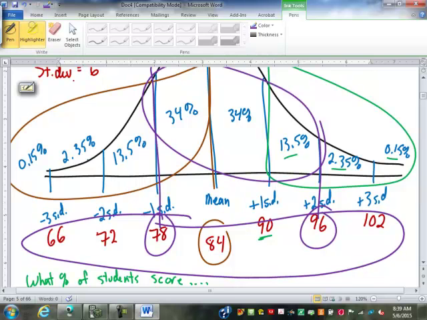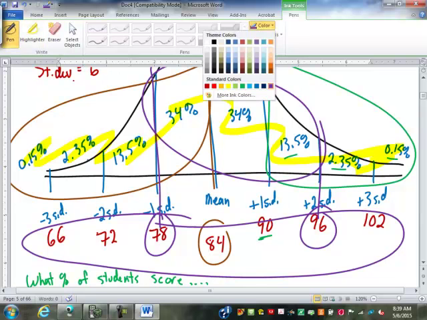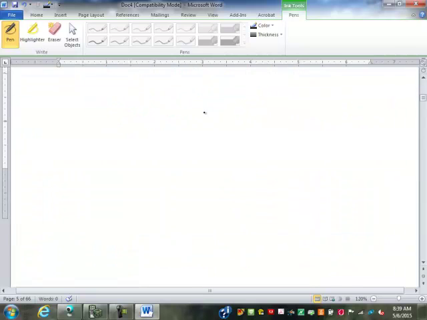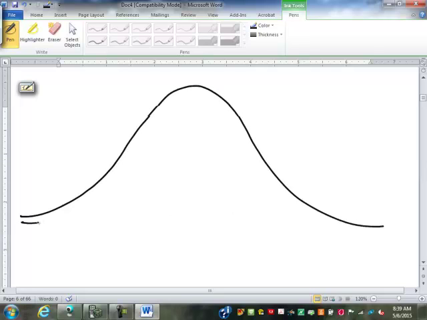These percents up here always stay the same. Those will never change. So if I'm looking at a set of numbers that should be approximately normally distributed, most sets of natural numbers are approximately normally distributed, I can start out by drawing my bell curve. Pretend that looks somewhat symmetrical.